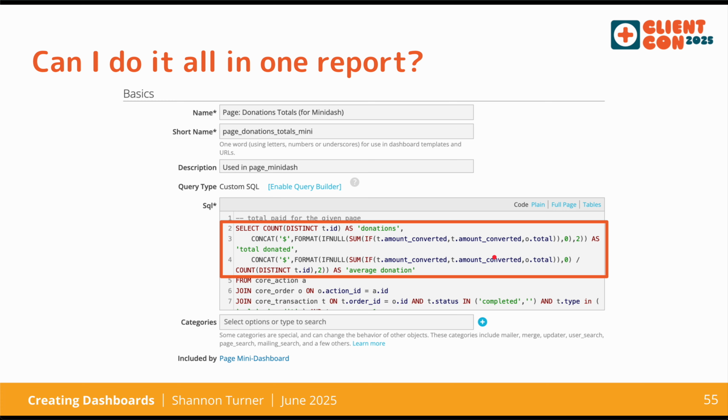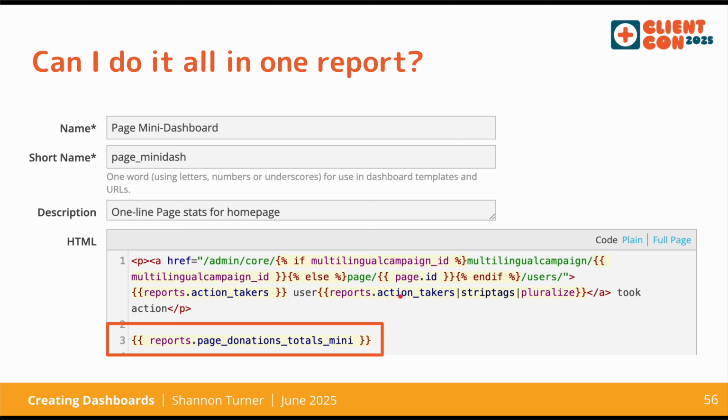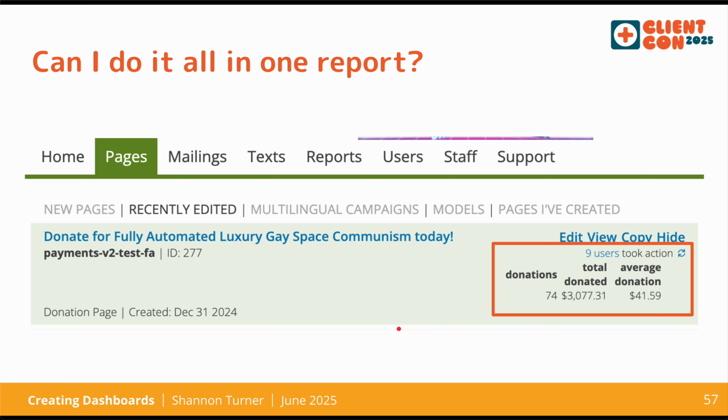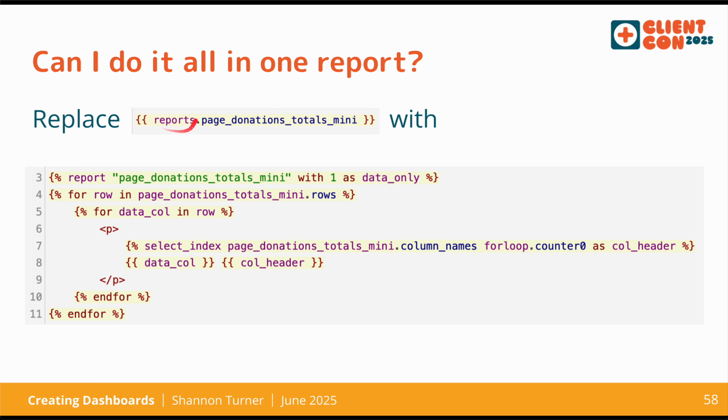And now we need to make some changes to our dashboard. For clarity, I've deleted the other reports. This is just this new report in our dashboard. And this does work, but it doesn't really fit the same format or look as the other stat. Now, I think we can do better than this and make it match the formatting. So let's take a look at how we do that. Instead of reports.page donations total mini, which was the short name of that report, we're going to replace it with this.